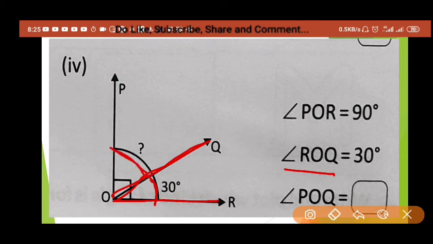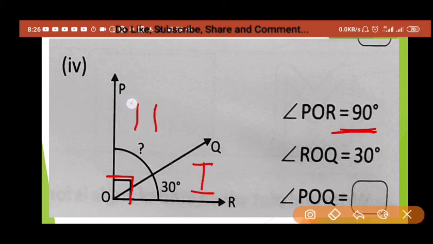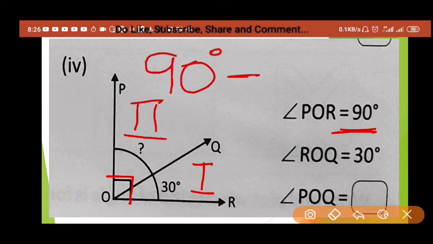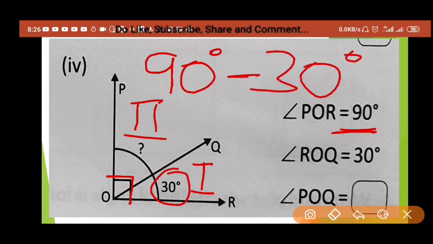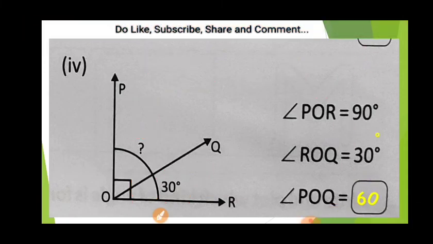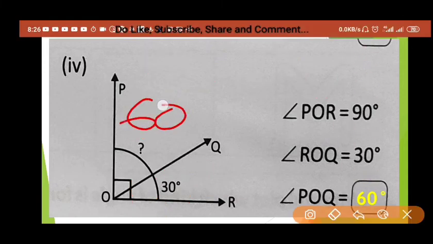But for the second part we don't have it. Second part is angle POQ, we don't know this. Okay, it's very easy, you can calculate mentally here. When total is 90 degree and the first part is 30 degree, for the second part you will subtract 90 degree minus 30 degree. You know very well, the answer will be 60 degree.